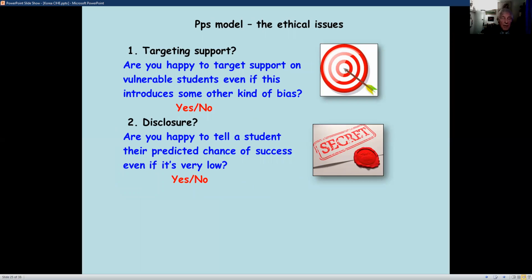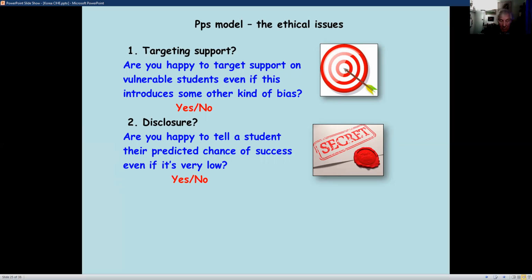So there are two ethical issues here. Are you happy to target support on vulnerable students, even if this introduces some other kind of bias? Yes or no? And secondly, disclosure. Are you happy to tell a student their predicted chance of success, even if it's very low? I'd be very interested to hear in the discussion what your feelings are on that.